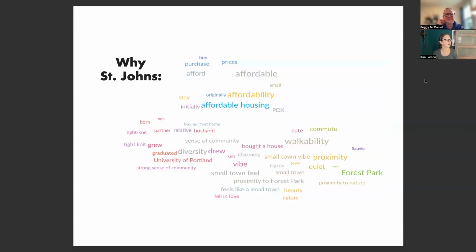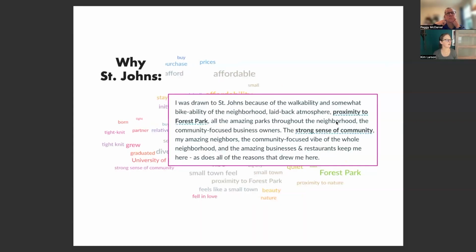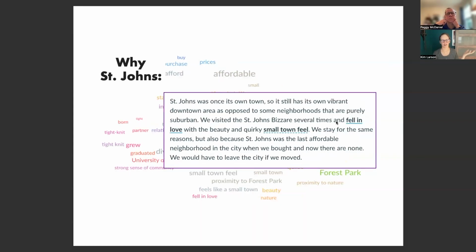So this is the visualization that our platform produces. It projects the words based on how they're used in relation to each other. So affordability clustered together, proximity, small town vibe, walkability, cute. Those are words that were used together. So we can form some quick themes on that. Obviously, we can find the quotes and surface them.